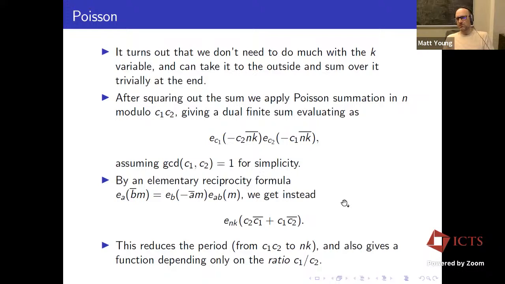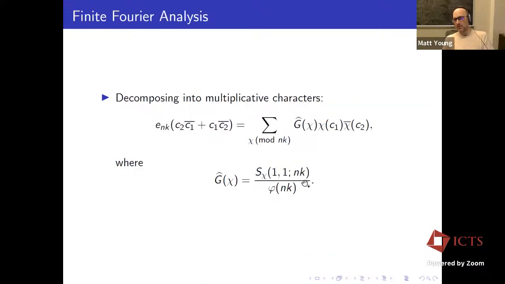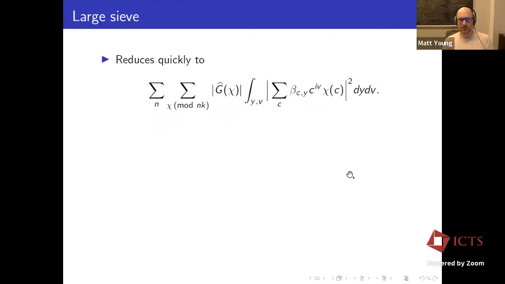And that means you can use multiplicative Fourier analysis to separate the variables C1 and C2 in just one go. This is completely standard multiplicative Fourier analysis. So you can write this additive character as a sum over Dirichlet characters with some coefficients, and you have chi of C1 and chi bar of C2. And the coefficient is just a twisted Kloosterman sum. That's what this expression is.